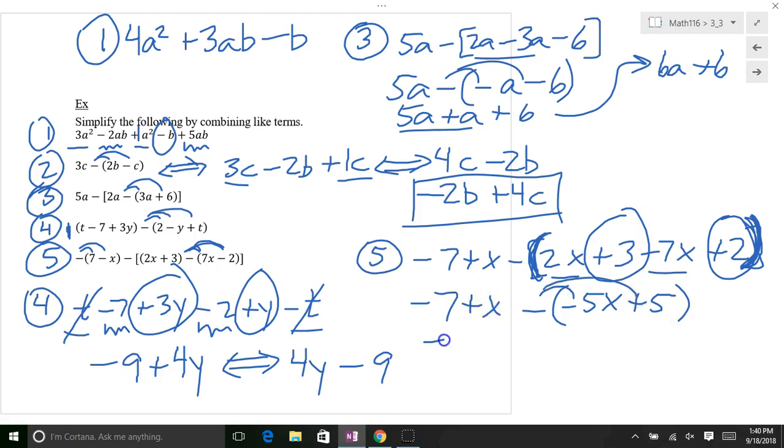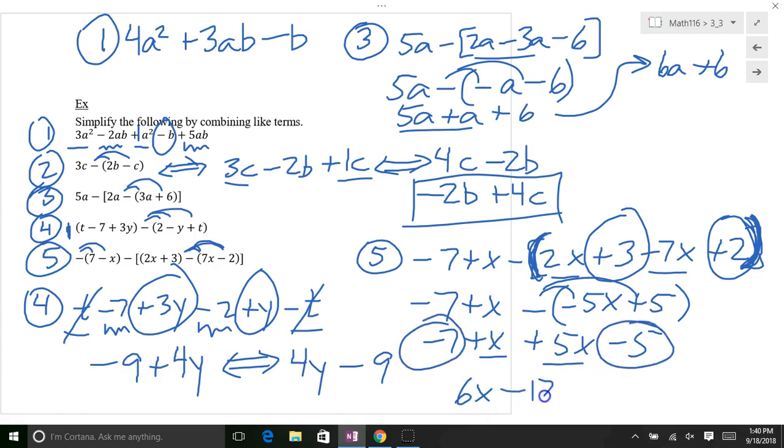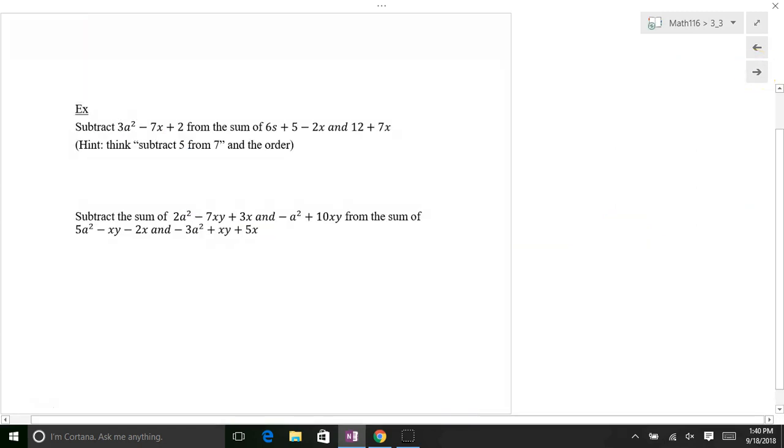Distribute that negative, so we've got negative 7 plus x plus 5x minus 5. We've got x plus 5x is 6x, and negative 7 minus 5 is negative 12. So there's our answer, 6x minus 12.